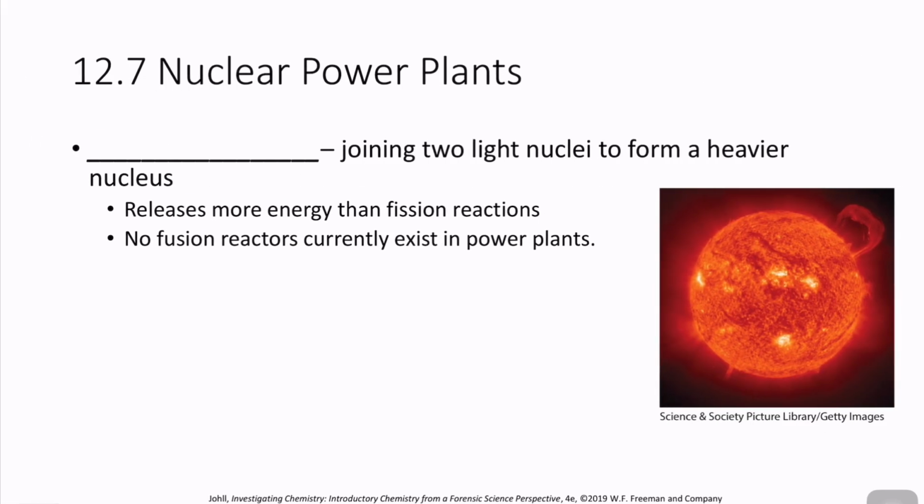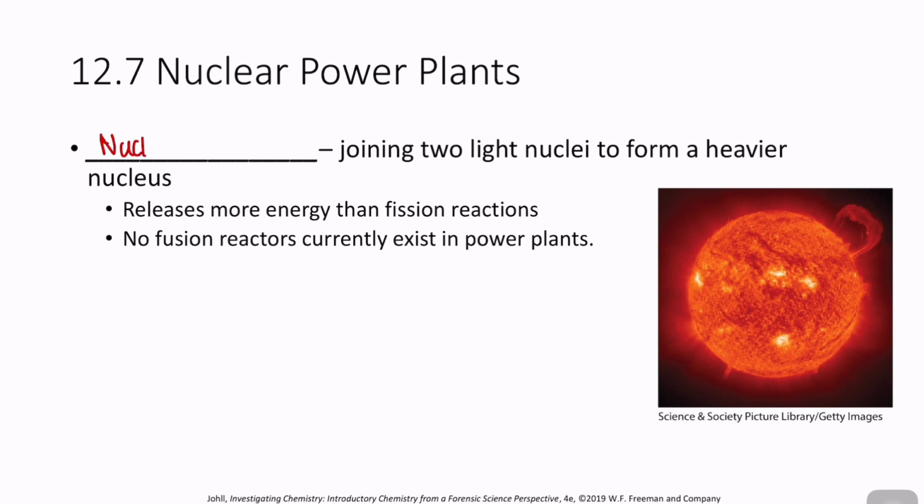Nuclear fusion is kind of the opposite. So you have two smaller nuclei that fuse together to make a heavier nucleus. This process releases way more energy than fission reactions. However, we do not currently have any fusion power plants. There are no fusion reactors. And the type of chemistry on the sun is a nuclear fusion reaction.